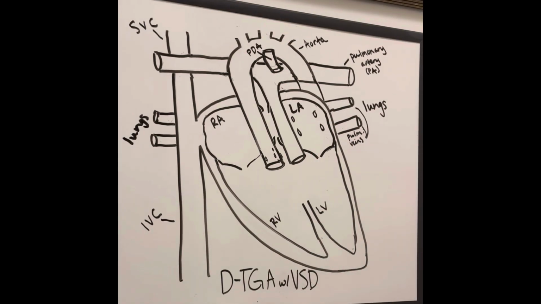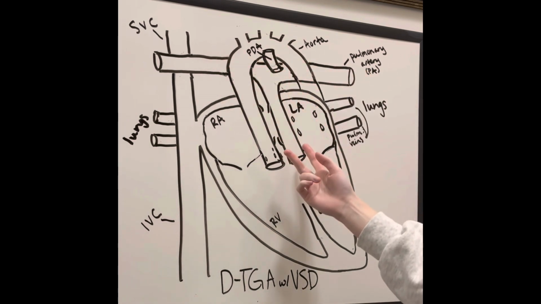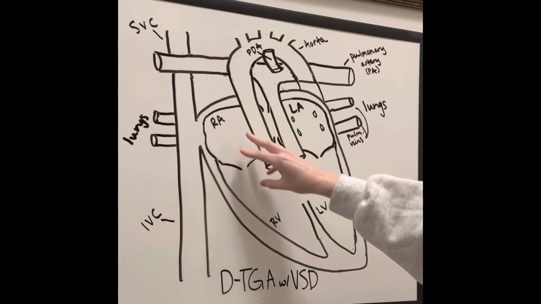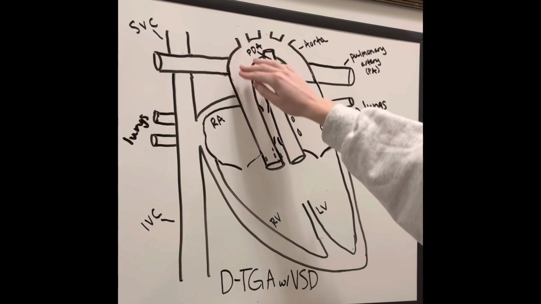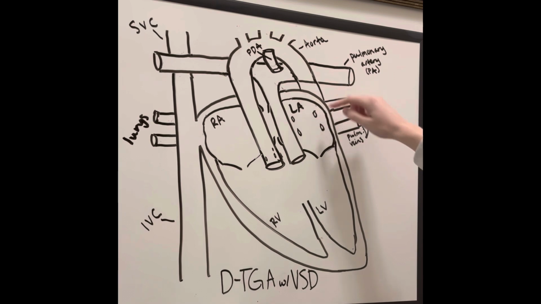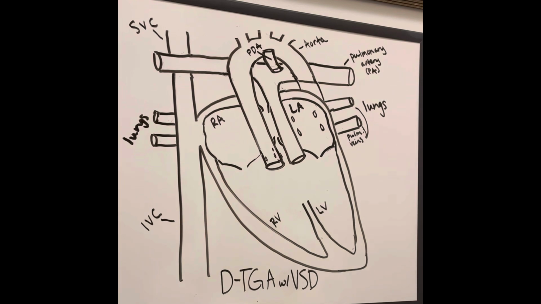So Addie has what's called transposition of the great arteries with a ventricular septal defect, or D-TGA with a VSD. Her anatomy is different from a normal heart because the aorta and the pulmonary artery are flipped. They're backwards. So this means that blood without oxygen is being pumped to her body, and blood with oxygen is being pumped to the lungs in these separate loops. So we'll walk through that with some color.